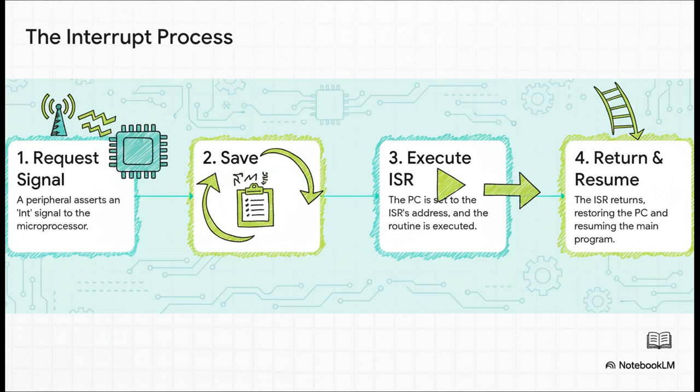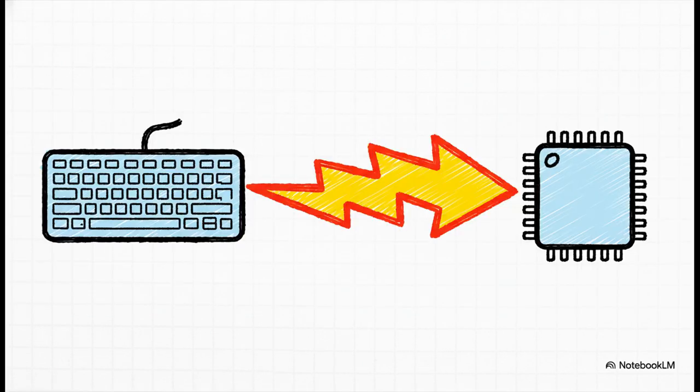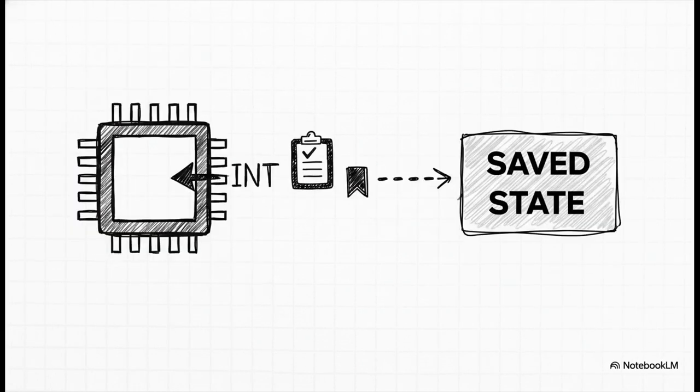Let's walk through it. Okay, first up, a device, like your keyboard or that timer, sends an electrical signal, an INT or interrupt request, straight to the processor. The timer has officially dinged. Now, the CPU doesn't stop mid-instruction. That would be messy. It finishes the exact thing it's doing, and then it saves its place. It records the address of the very next instruction in something called the program counter. This is literally our chef putting a bookmark in the cookbook.